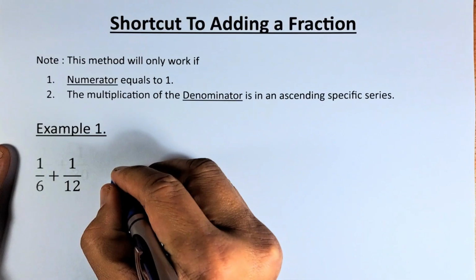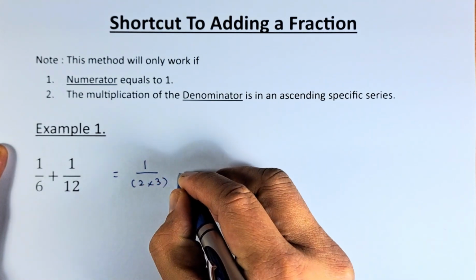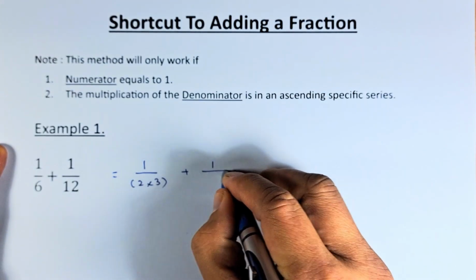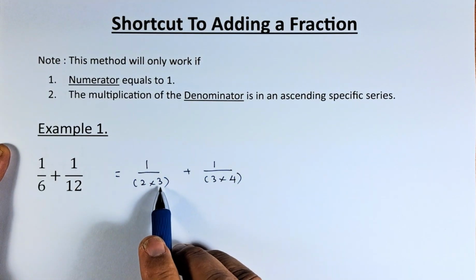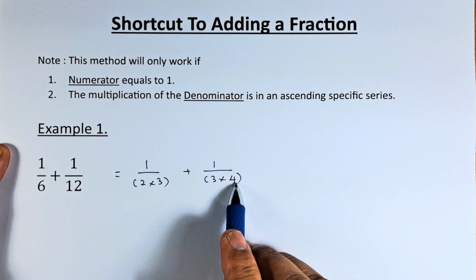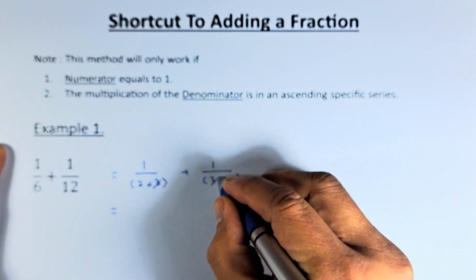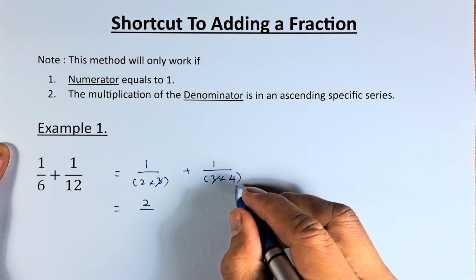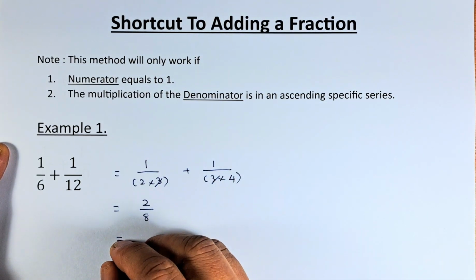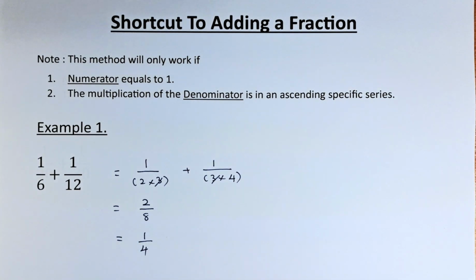So 1/6 can be written as 1 over 2 multiplied by 3. And 1/12 can be written as 1 over 3 multiplied by 4. So this increased by 1, and this remains the same, and this also increased by 1. When you do that, the next step we're going to do, we can cancel the common 3 and 3. So we're going to add 1 plus 1, which is 2, and then 2 times 4 is going to be 8. So the answer is going to be 1/4. This is a shortcut method to add a fraction.